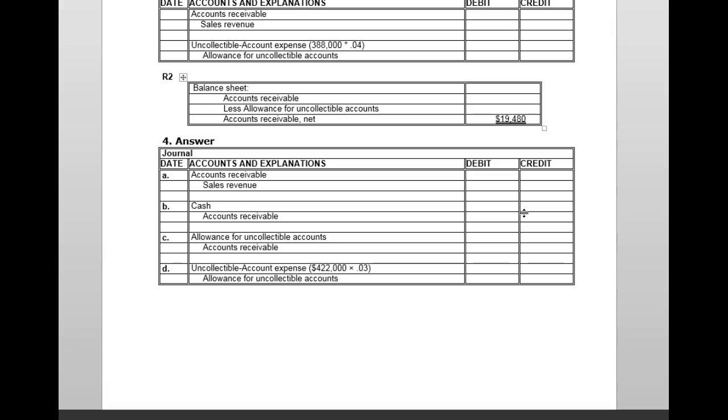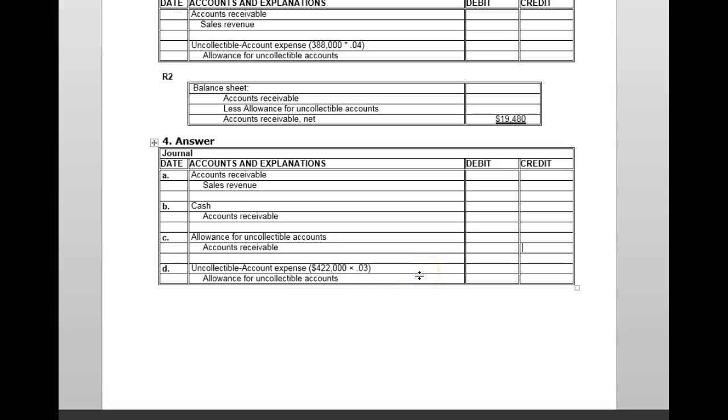So first of all, it asks you to record the sales, and they give you a number for that. Then they collect a certain amount. So it shows how much they've collected, and you need to record that. And then they write off uncollectibles. Now, here's the allowance for uncollectibles. So you're going to create that, and that's going to be taken out of accounts receivable.